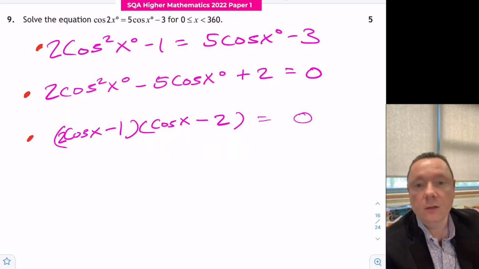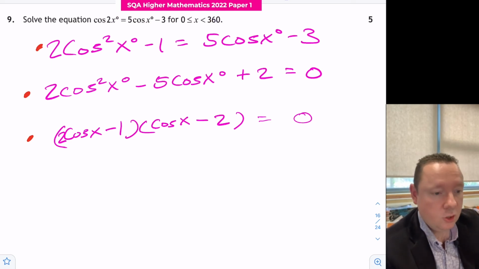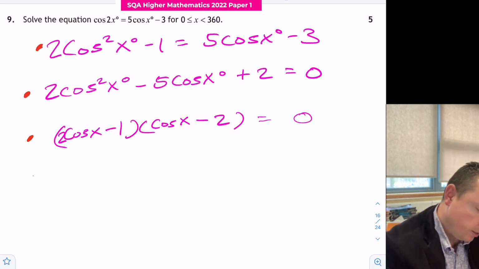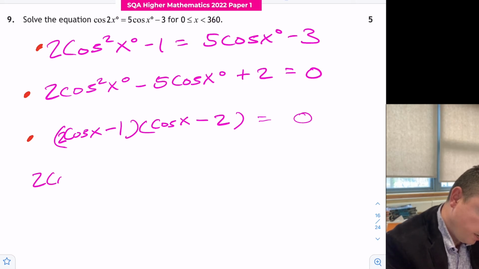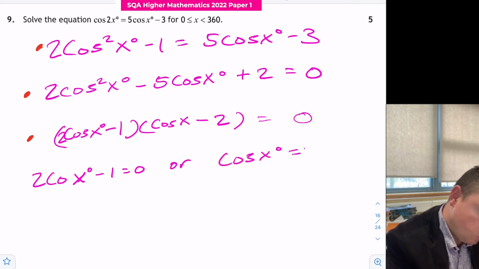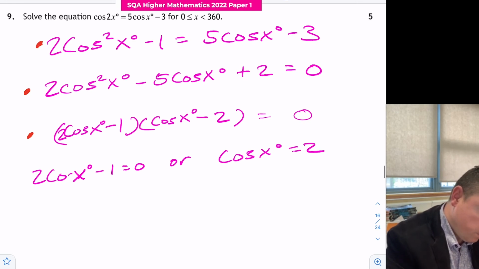Okay, let's look at our fourth mark. We need to solve our equations. So if we left the first one, we've got 2 cos x − 1 equals 0. Or we've got cos x equals 2. Solving the left-hand side, cos x degrees equals 1/2.